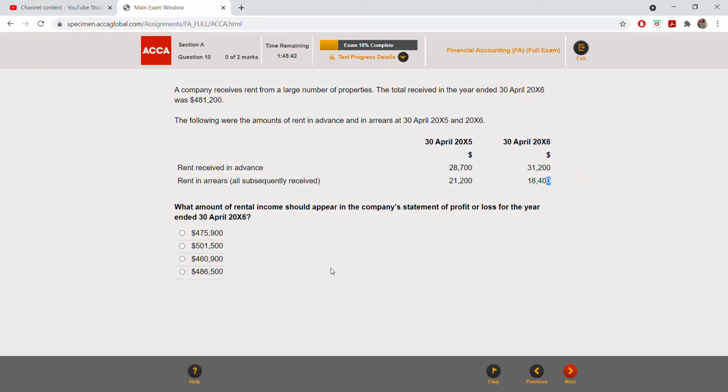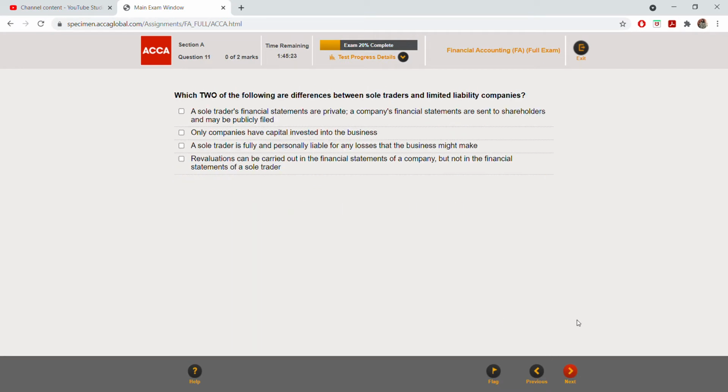Basically you have to do a T account. Okay, let me repeat the steps again. First you deduct this, that difference you add with this, then you deduct the advance and add the arrears. Okay, that shall lead you to 475,900. Next, why add and deduct? Because if you understand, when you go through your accruals and prepayments, there it is stored. Okay, why it is like this, then you will understand it better.